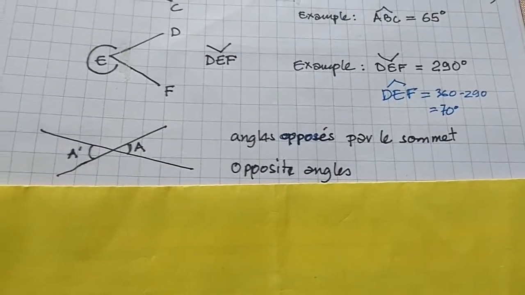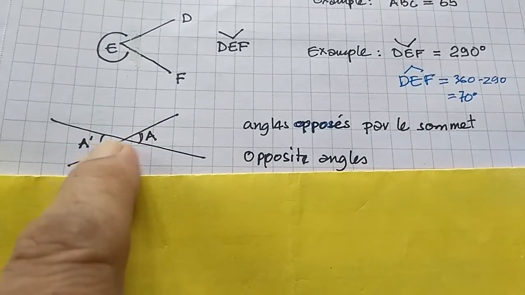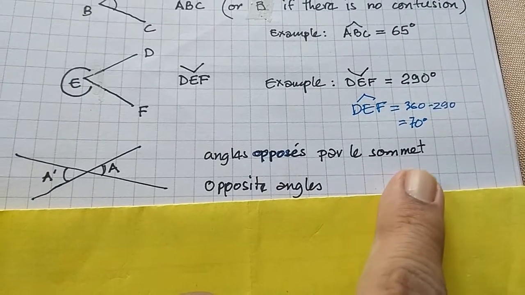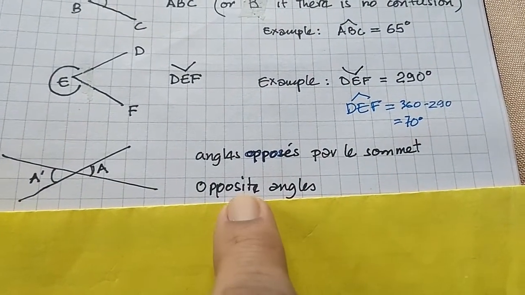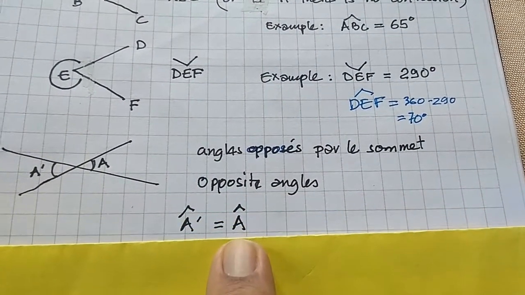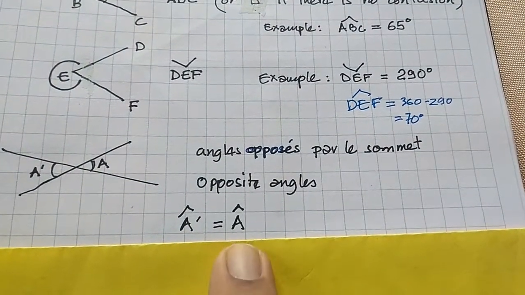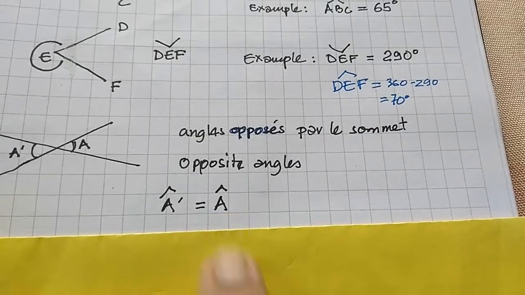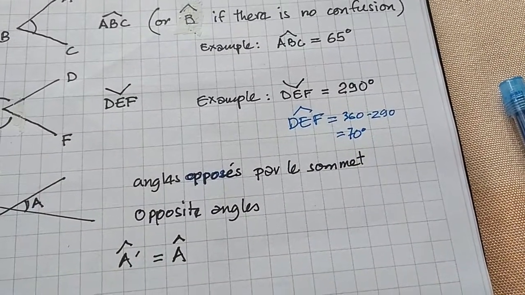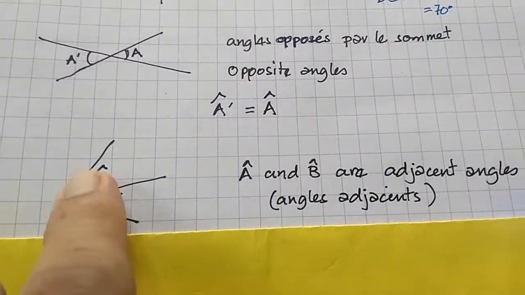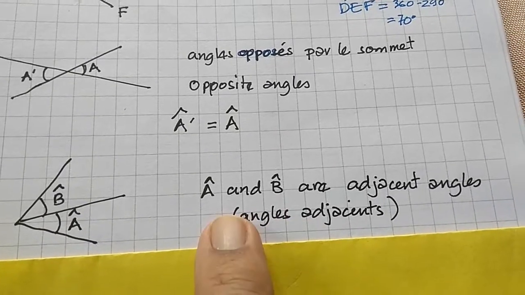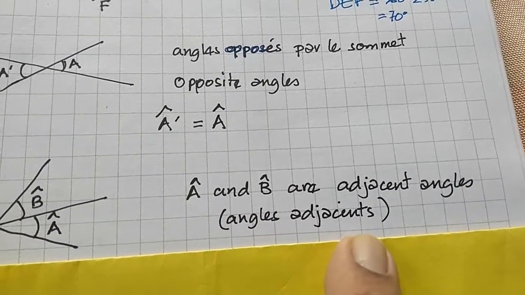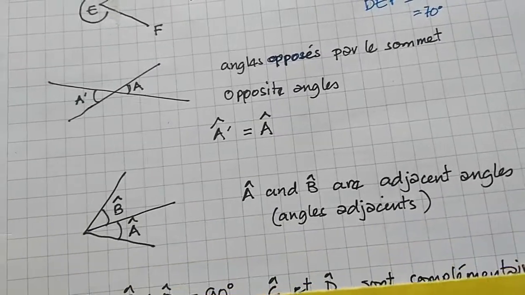Then some conventions again, some names. If you have two angles like this, A and A prime, they are called angles opposés par le sommet. They are also called opposite angles. And of course, angle A prime est égal à angle A. Then if you have two angles like this, A and B are adjacent angles. In French, angle adjacent. You know all this.